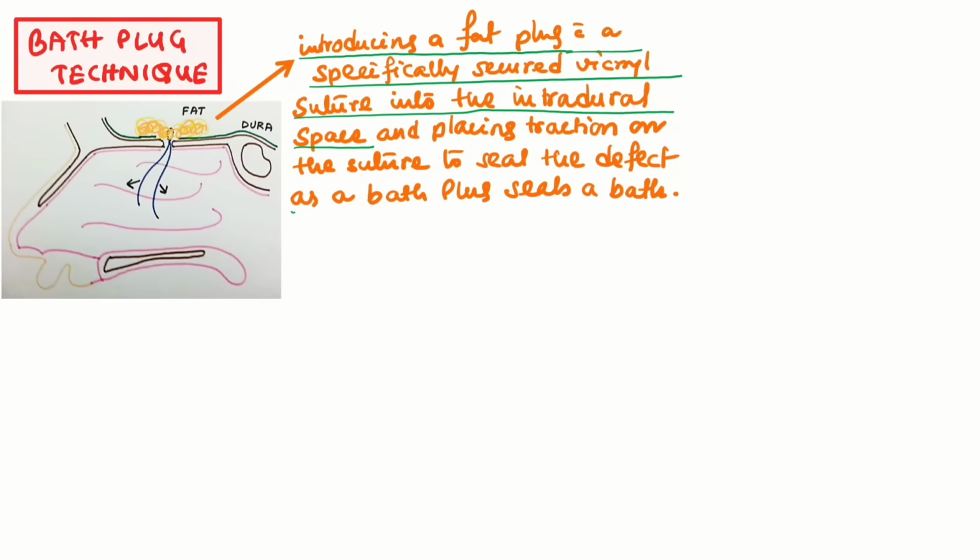This is the fat plug. It is being introduced into the intradural space with a specifically secured vicryl suture, and traction is placed on the suture to seal the defect, as a butt plug seals the butt. So this is what is known as the butt plug technique.